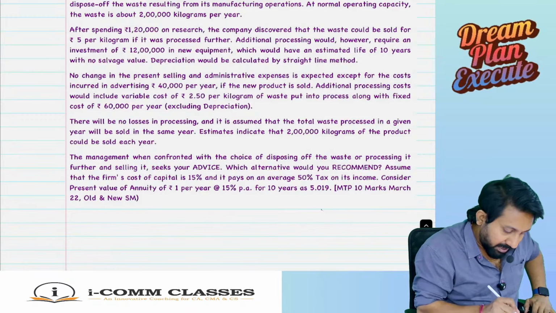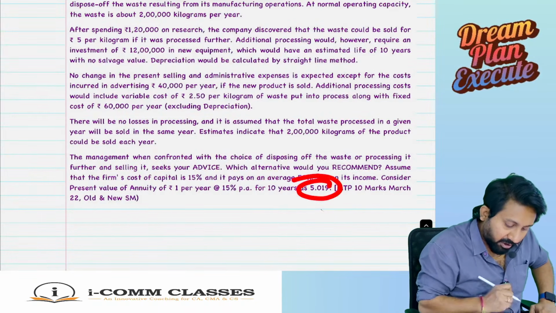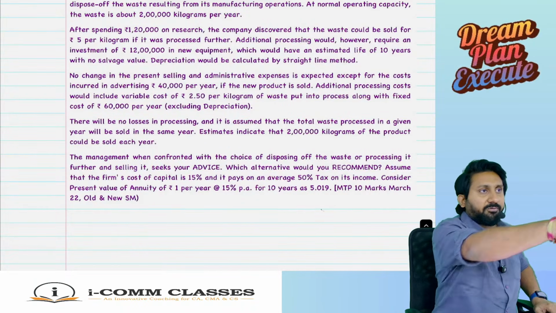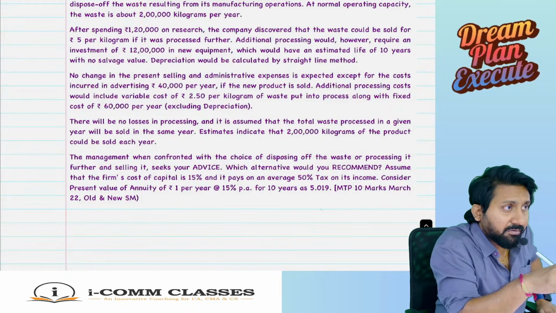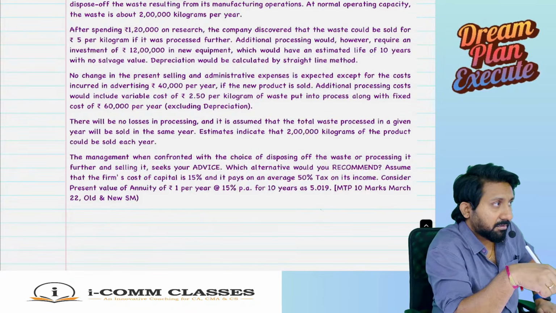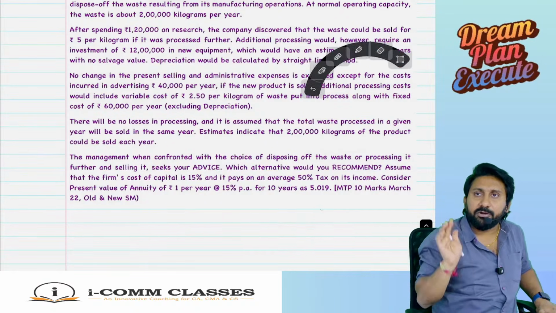Okay. How many years is the life here? 10 years. For that annuity factor already they have given. How much is annuity factor? 5.019. 1 lakh into 5.019. You are getting some amount or not? On that basis we need to calculate.